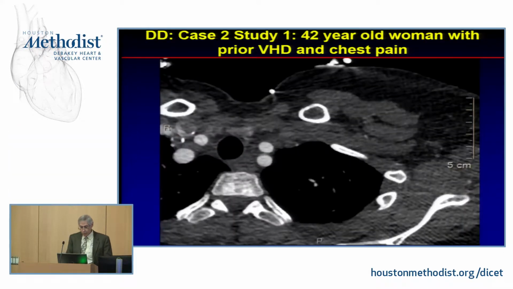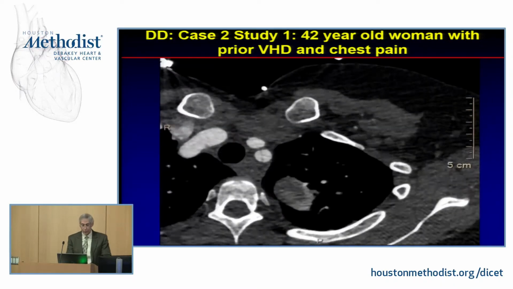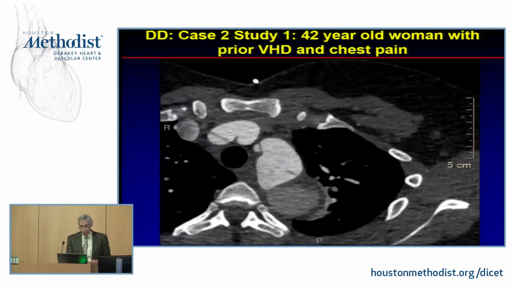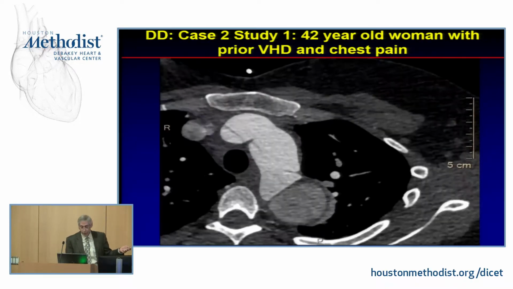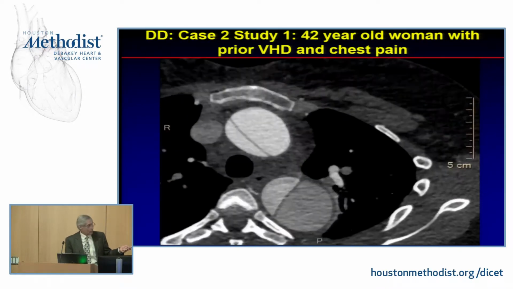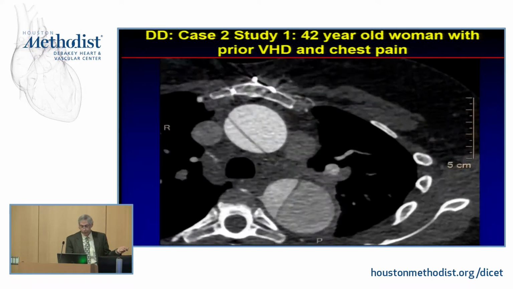Okay, so this is a 42-year-old woman with prior valvular heart disease and chest pain. Let's take a look at this particular scan. First of all, we're coming down, and this is the aortic arch. This is the descending aorta. It's the ascending aorta. Again, this is the descending aorta, the ascending aorta.